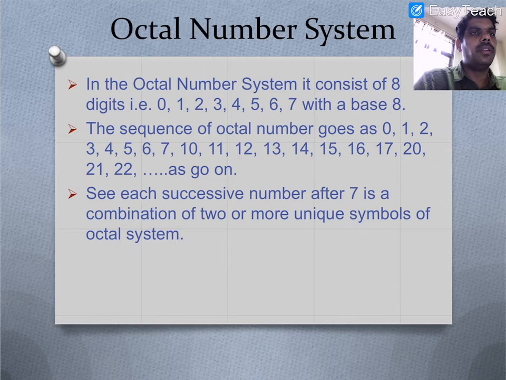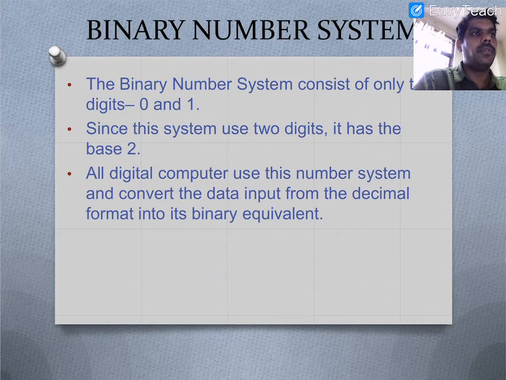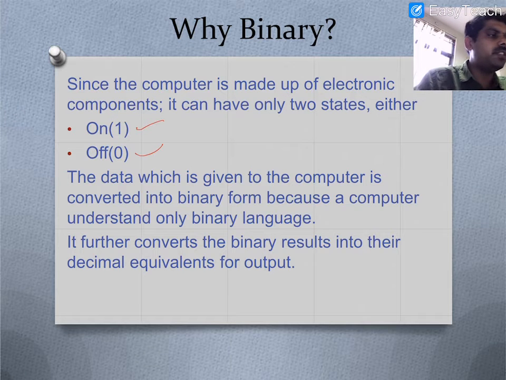Why binary? There is a representation for on and off. 1 is the representation for on and 0 is the representation for off. Using these 2 states the machine can understand the instructions. So whatever data we want to provide to the system, we need to convert it into binary so that the binary instructions can be given to the system as an input.